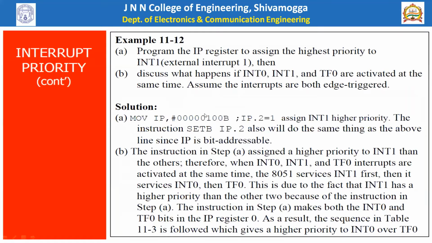What is the instruction for that? Set bit IP.2. You have to do that. If you want to program, you have to write a program. Either you can write move IP comma binary pattern, whatever I have shown. Otherwise, you can write set bit IP.2. That way also you can do it. So this is the answer for the first question: program IP register to assign higher priority to INT1. Yes, we have done that.